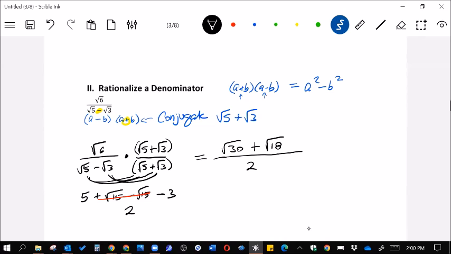The only thing left to notice is the fact that this can be simplified. And so I have square root of 30 plus, that's actually 9 times 2. 9 is 3 squared. So the square root of 3 squared is 3. So it's 3 root 2 over 2.